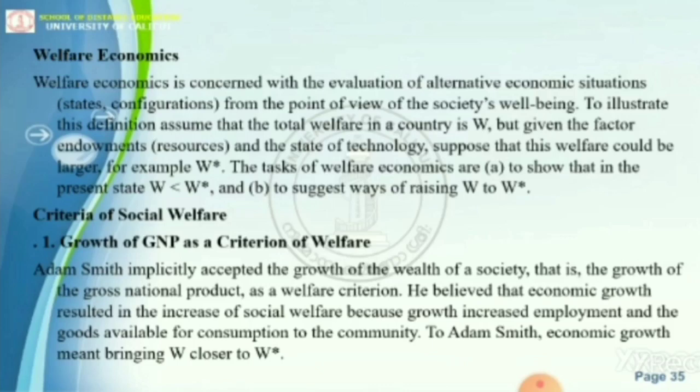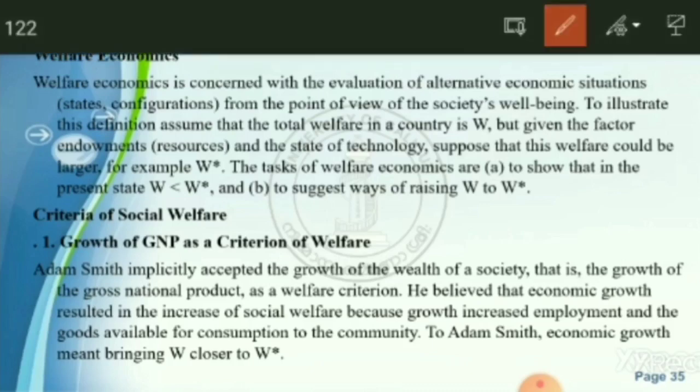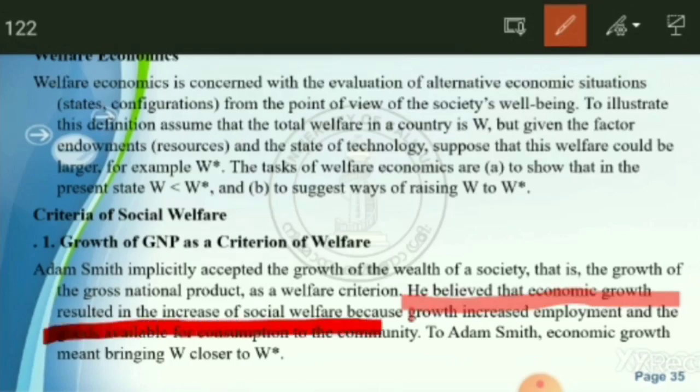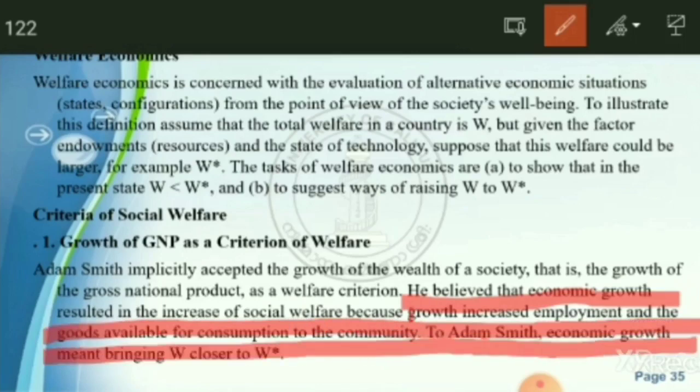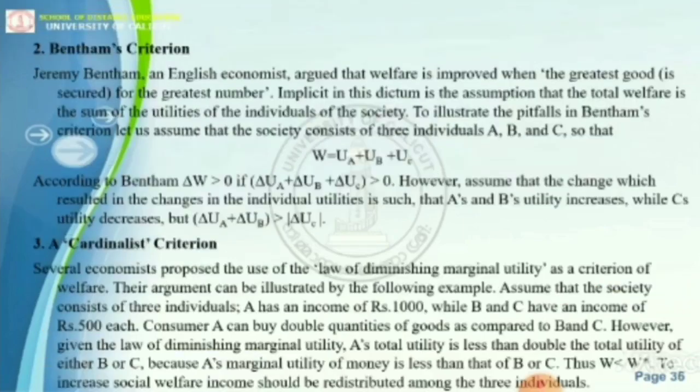He believed that economic growth resulted in the increase of social welfare because growth increased employment and the goods available for consumption to the community. To Adam Smith, economic growth meant bringing W closer to W star. That means, why did he say economic growth? Gross National Product must increase, national income must increase. When income increases, it results in increased social welfare because growth increases employment, and goods and services available for consumption increase. Then the difference between W and W star disappears. Okay. The next criterion is Bentham's criterion.